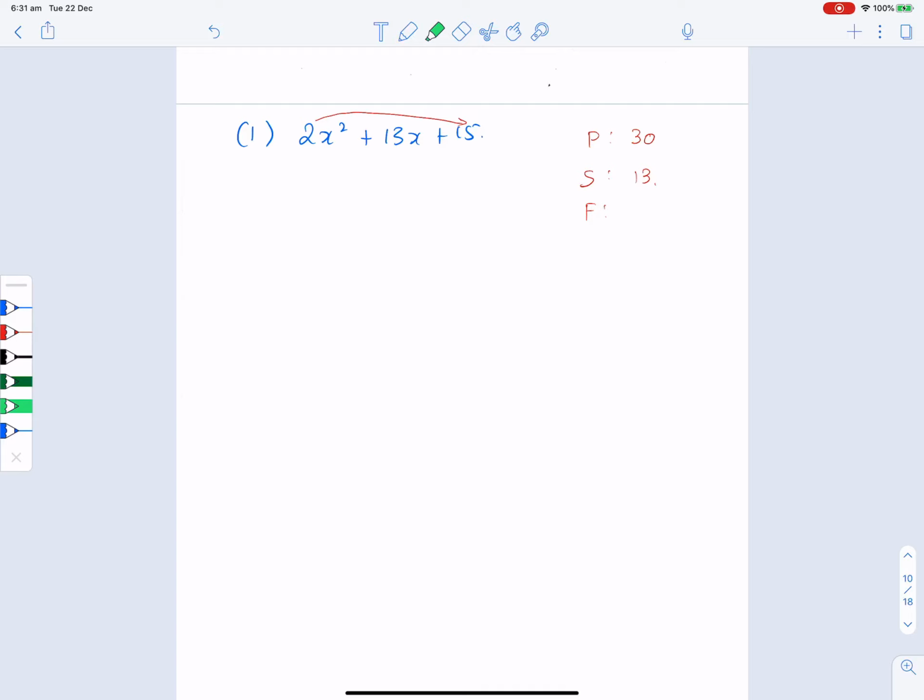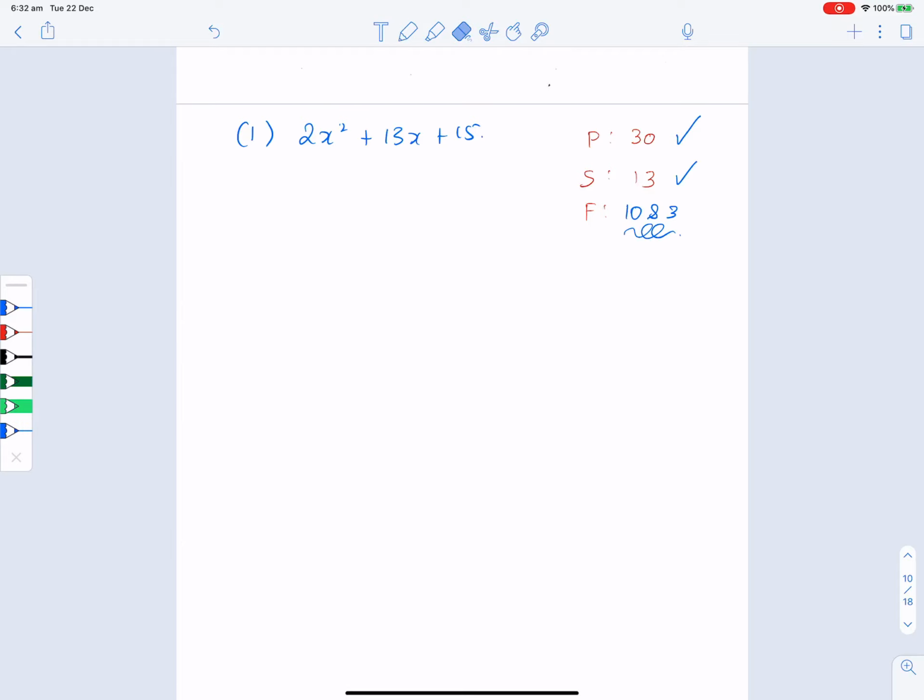So once you have written down the product and the sum, the product is 30 and the sum is 13, now you have to find the factors. So what two numbers multiply to give 30 and add to give 13? Well, those numbers are 10 and 3. So 10 and 3, they're the numbers. These are our numbers that we need to focus on now.